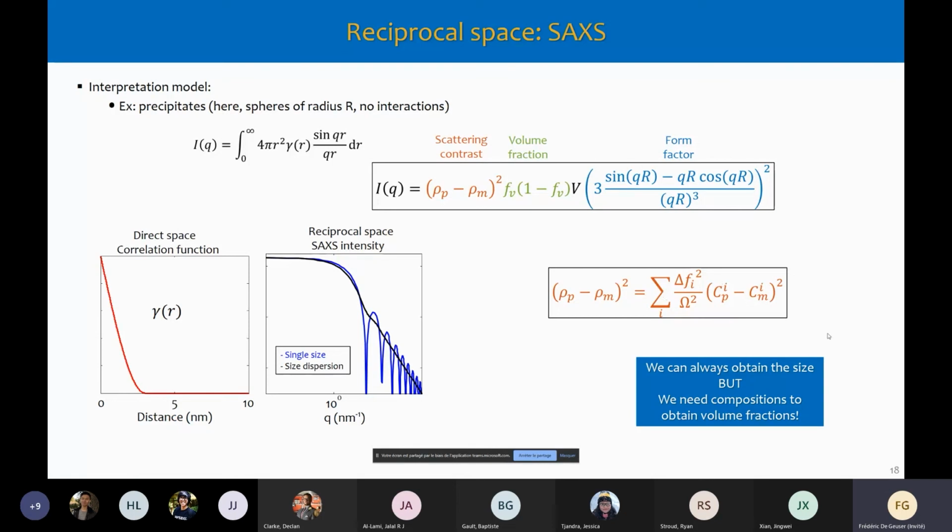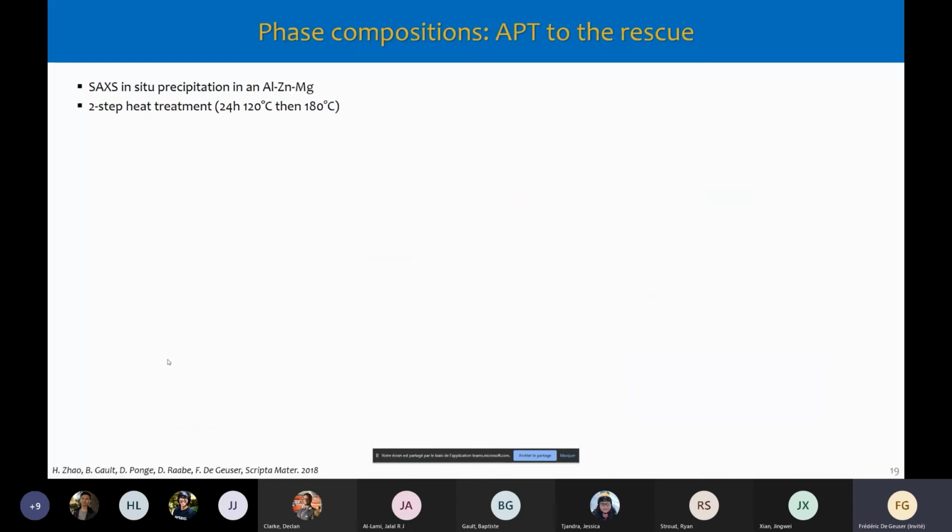But still, importantly, if there is a little bit of contrast, you can always obtain the size from your SAXS pattern, even if you don't know the compositions. But if you don't know the compositions, you can't obtain volume fractions, because they are in fact a function of the scattering contrast. Right, and then you can also see in this slide the correspondence between the intensity in the reciprocal space, which is what we actually measure in SAXS, and the equivalent in the direct space, which is the so-called correlation function. Okay, so I'll get back to this in a later slide.